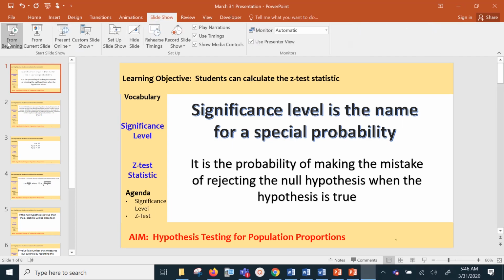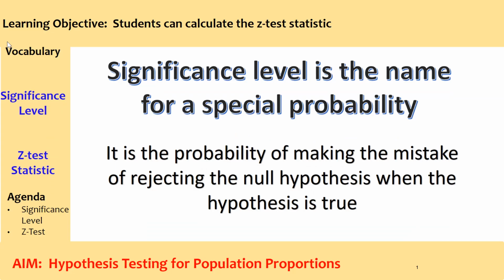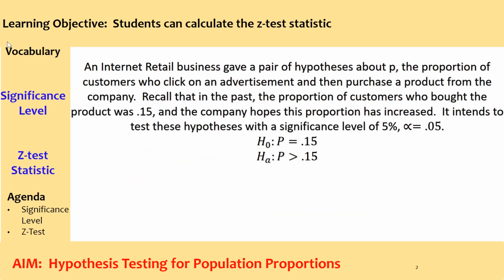Good morning, everyone. So for today, we're going to talk about significance level, and we're also going to talk about the z-test statistic. Significance level is the name for a special probability. It's the probability of making the mistake of rejecting the null hypothesis when the hypothesis is true.